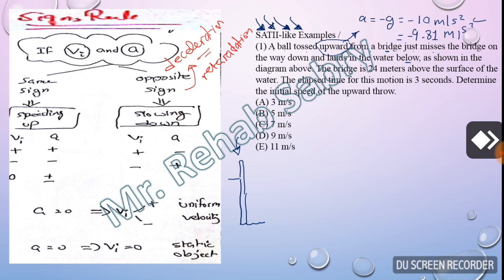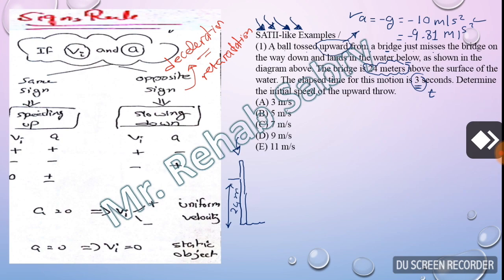The elapsed time for this motion is 3 seconds. So this is the first given, 3 seconds is the second given, which is t. Where is the third given? Sorry, we skipped this given. The bridge is 24 meters above the surface. So this length is 24 meters. So now let's solve the problem.